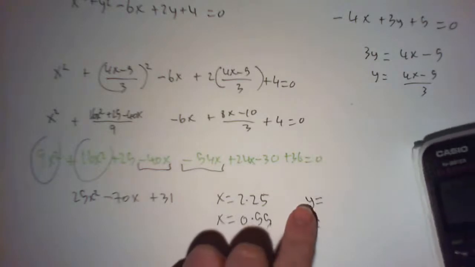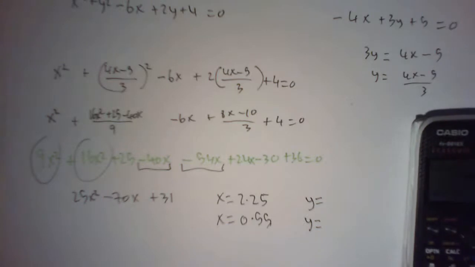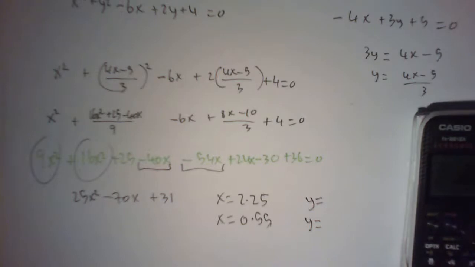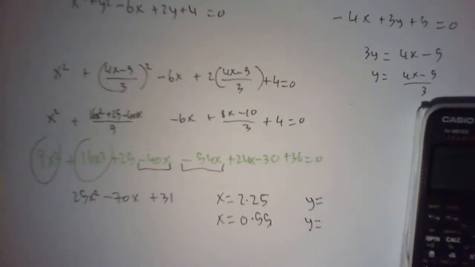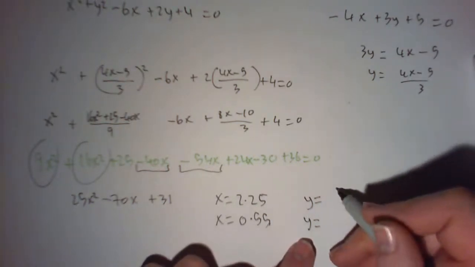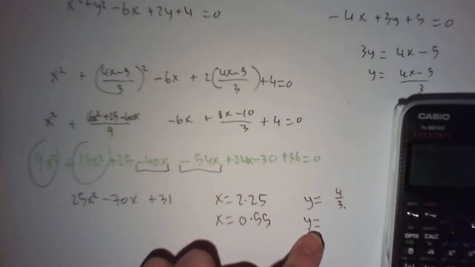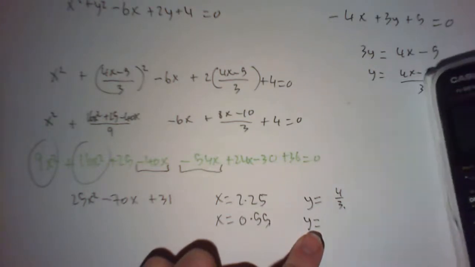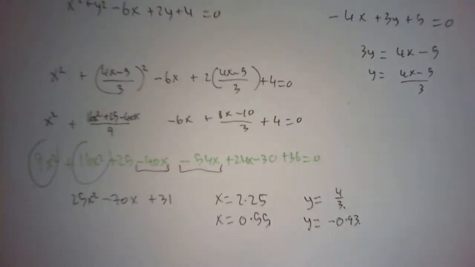So if I substitute 2.25 back in here, 4 by 2.25 minus 5, divided by 3, that's 1 and 1/3, that's 4 over 3. And if I put in 0.55, 4 by 0.55 minus 5, divided by 3, that's minus 0.93. Okay, I never said these were pretty.